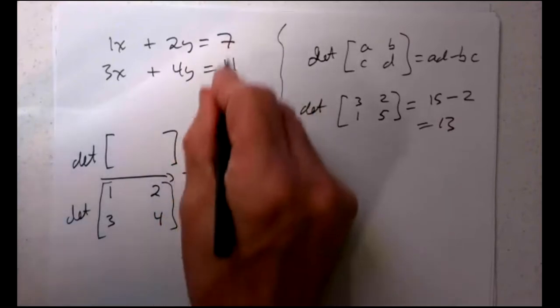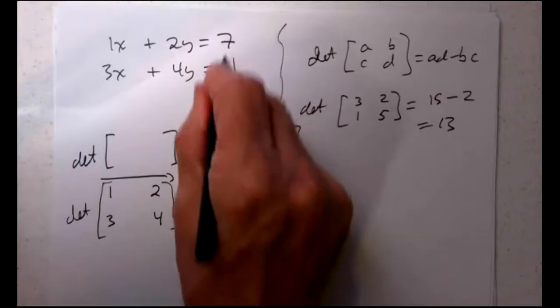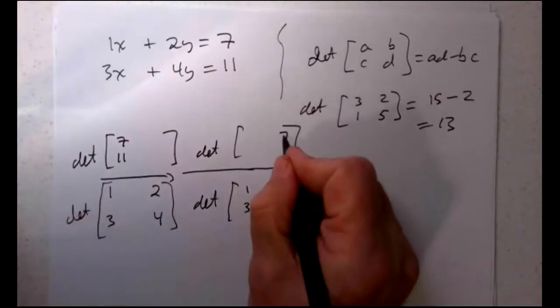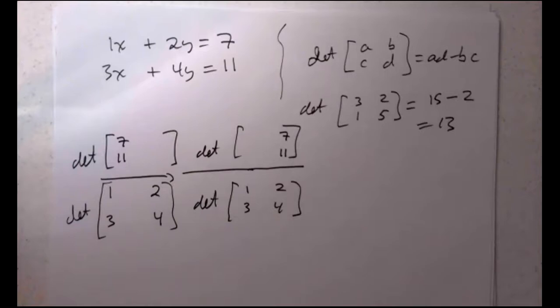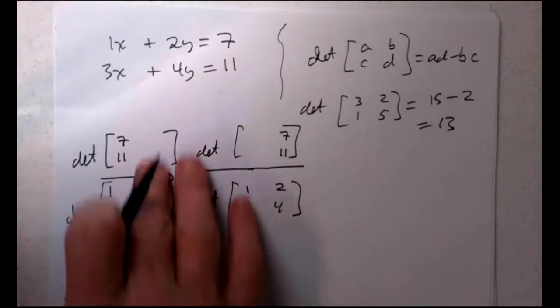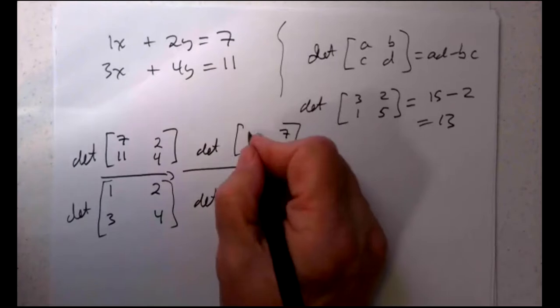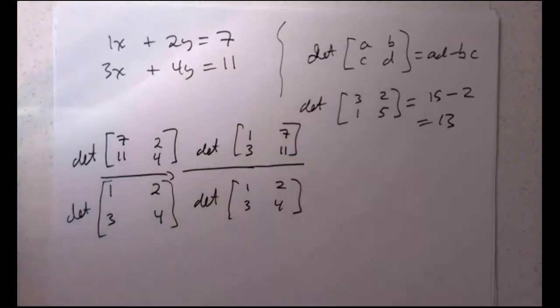We have this column of 7, 11. Okay, that's the answer column. It goes in the first column on X. It goes in the second column on Y. And then we move this up. 2, 4 moves up. We move 1, 3 up. 1, 3 moves up. And then we do our determinants.